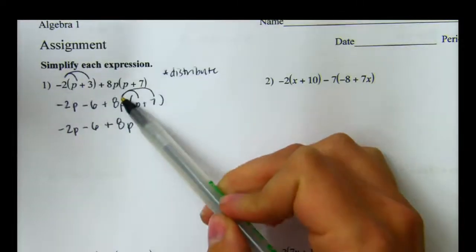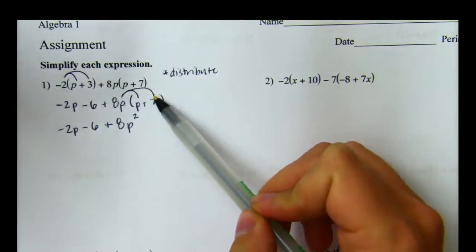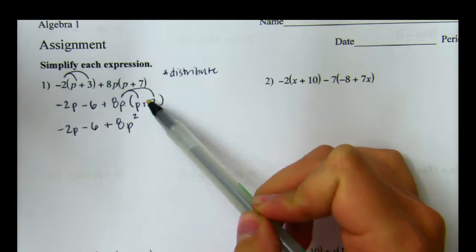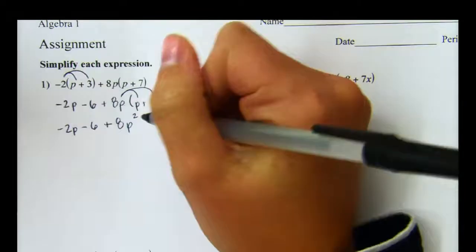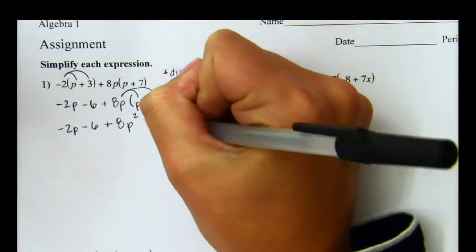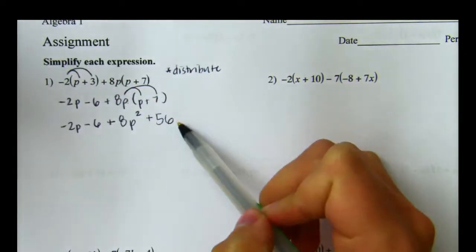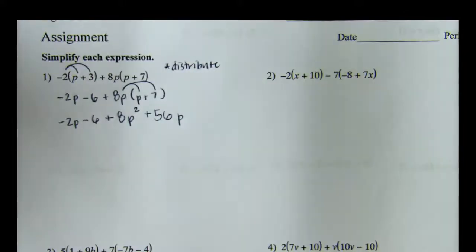Okay, then I'm going to distribute this 8p to my 7. So 8p times 7, well, 8 times 7 I know is 56. It's going to be a positive since both of these numbers are positive. And my p is just going to be added on to the end, plus 56p.